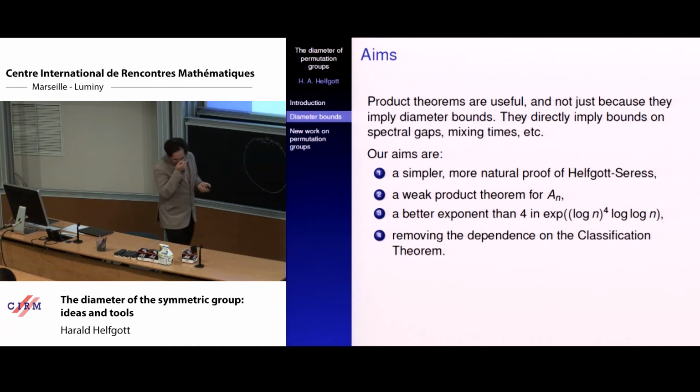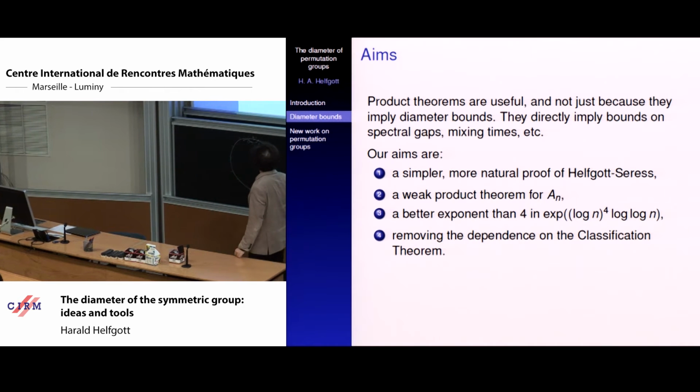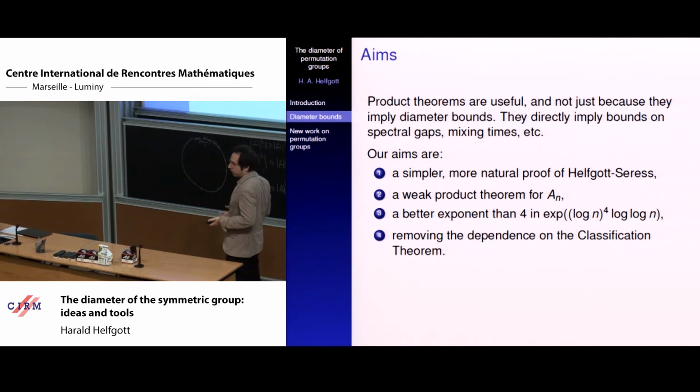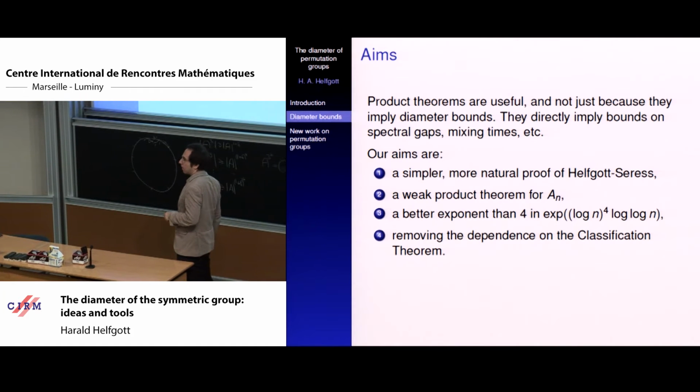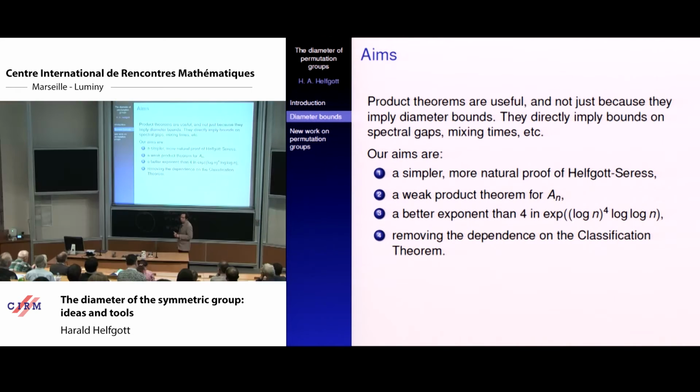So let me tell you about what my aims for today are. I would like to explain a simplified proof of Helfgott-Seress. I believe it's much simpler. It's gradually getting simpler. And I will show you in particular that this proof, unlike Helfgott-Seress, does give you a product theorem, a slightly weaker looking product theorem. It has to be, but still something from which you can deduce the diameter bound.